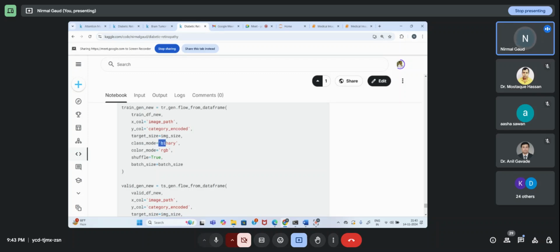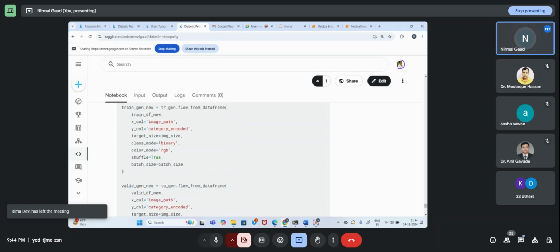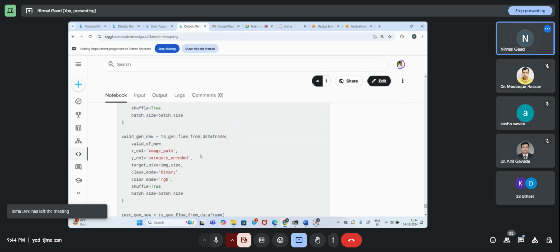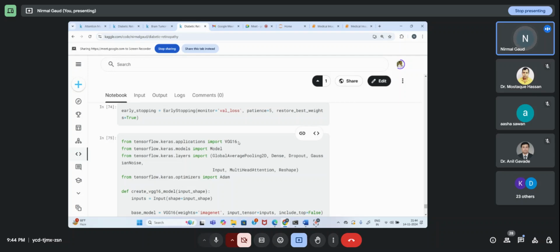Just the one thing is I changed the class mode to binary. In brain tumor I had four classes, so that was sparse. The class mode will be sparse if you have multi-class classification with more than two classes, but if you have only two classes, the class mode will be binary. So here I made one simple change, binary. Rest all is the same. Then I used the GPU, then I imported VGG16.